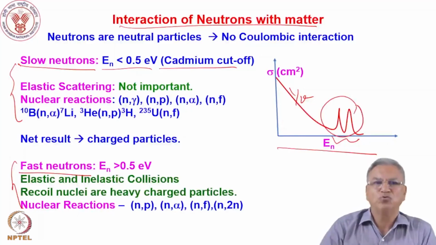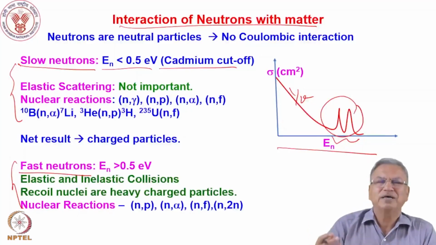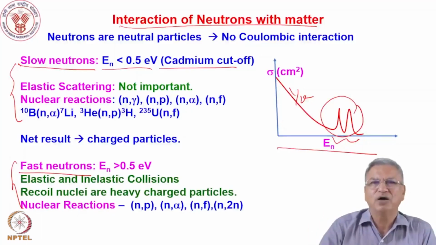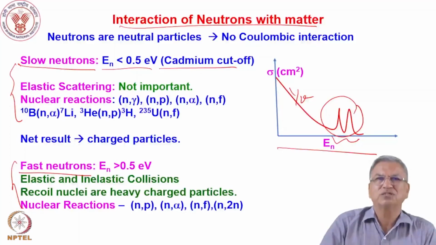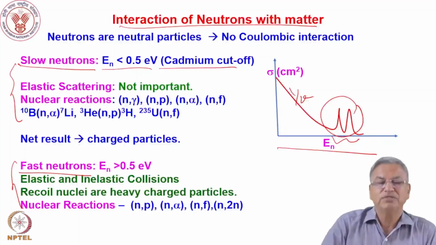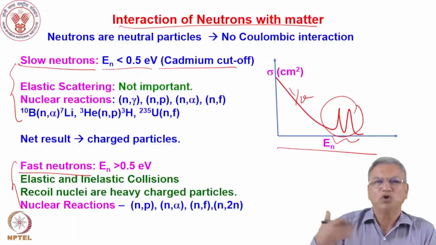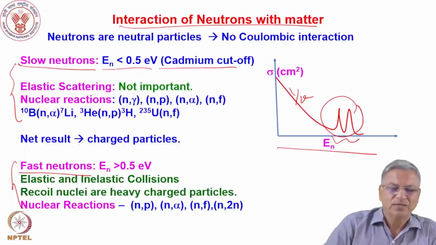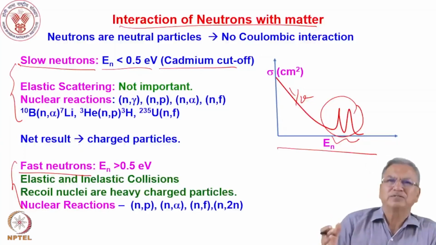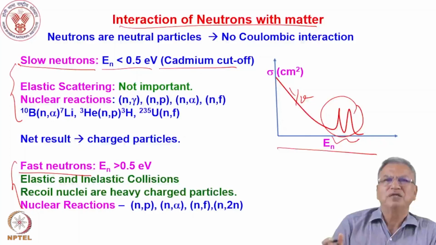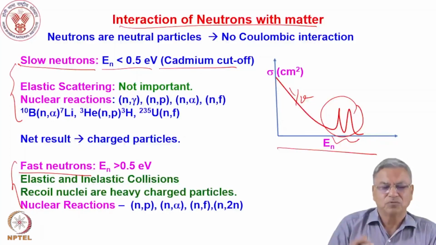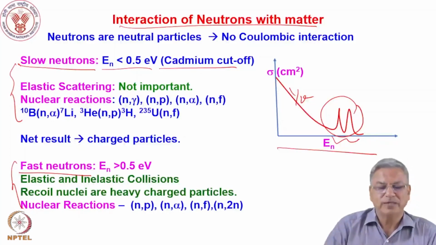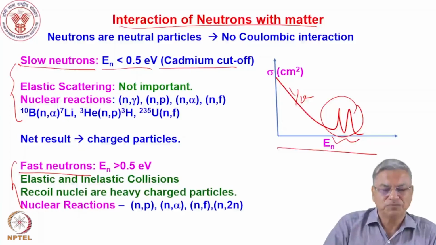And so if you put cadmium, the neutrons are totally absorbed by this cadmium. So that's called the cadmium cutoff, meaning the energy which is absorbed by the cadmium. So if you wrap a sample in cadmium, then the low energy neutrons are all absorbed by the cadmium. You will see only the fast neutrons.